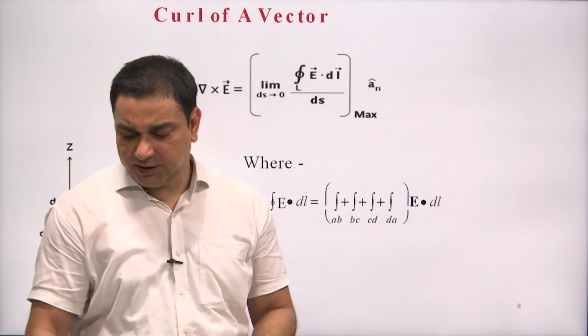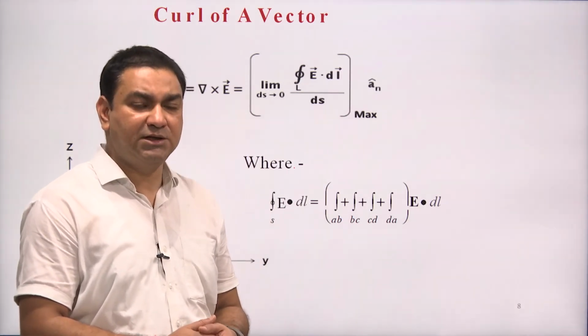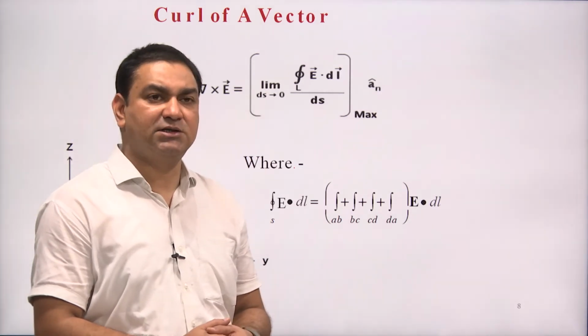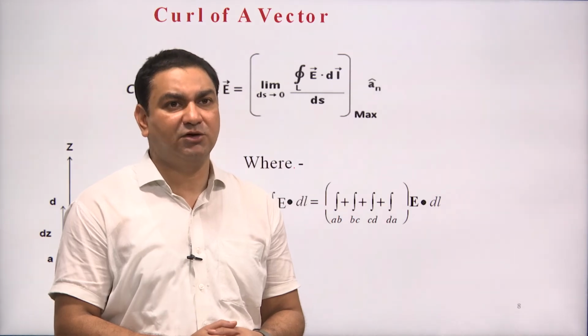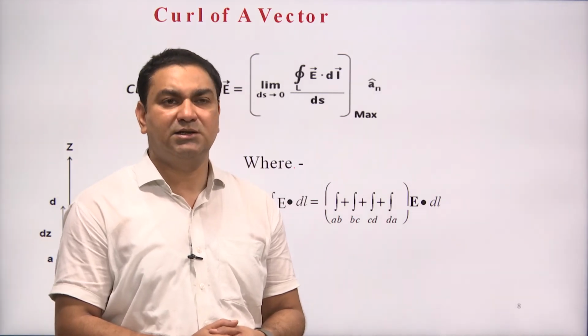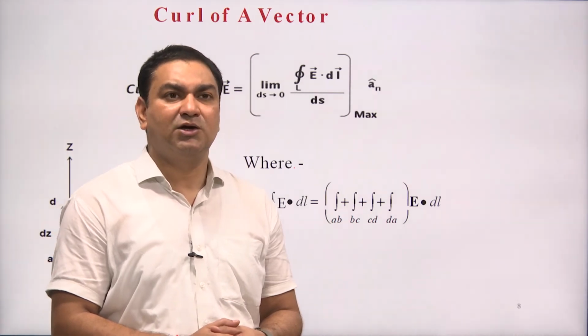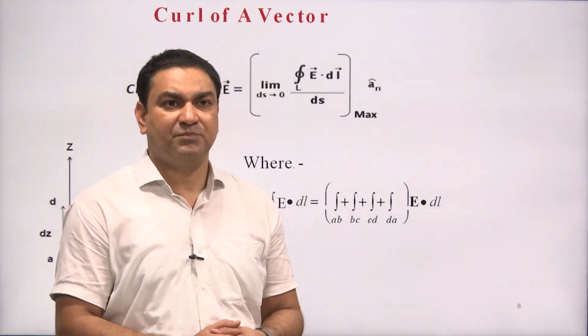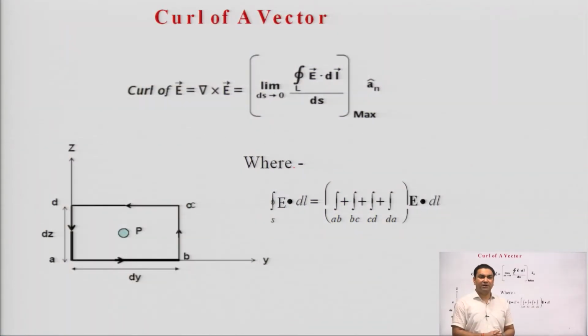Curl of a vector can also be represented in this form: curl of E, it is del cross E, is equal to the limit as ds tends to 0 of the line integral of E dot dl upon ds, and it is normalized in the direction of an. An is the unit vector in the normal direction, and its maximum value provides the curl of a vector. When we generalize it in the form of line segments, this particular figure can be followed like this.